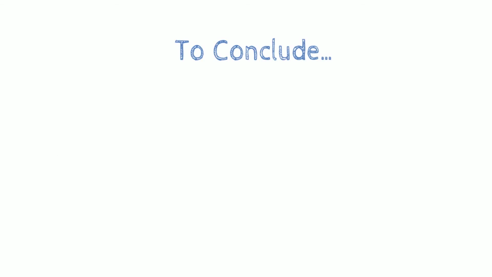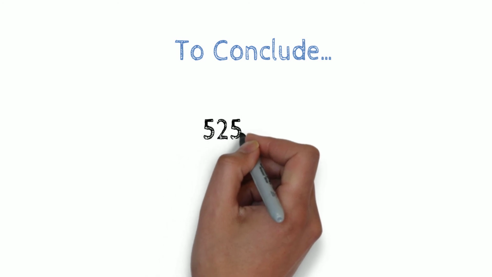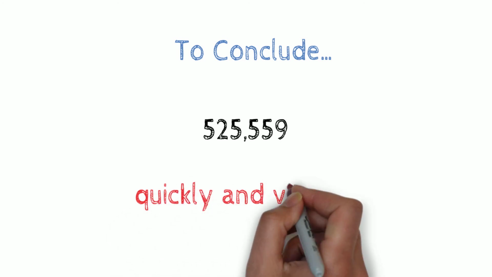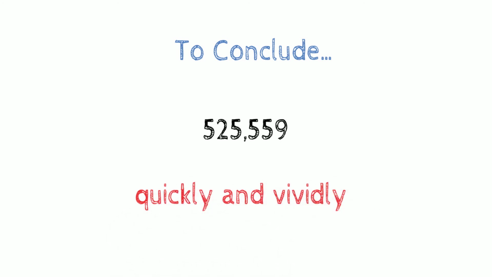To conclude, so that's how you come up with peg words for numbers 50 to 59. But to practice what we've learned in this video, let's look at an example 6-digit number. 525,559. We can quickly and vividly remember this number using the peg words we formed for numbers 50 to 59. Let's use my peg list to memorize this 6-digit number.